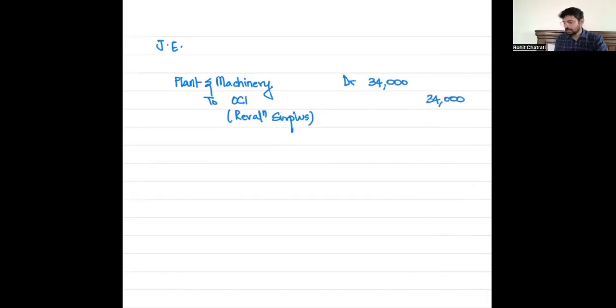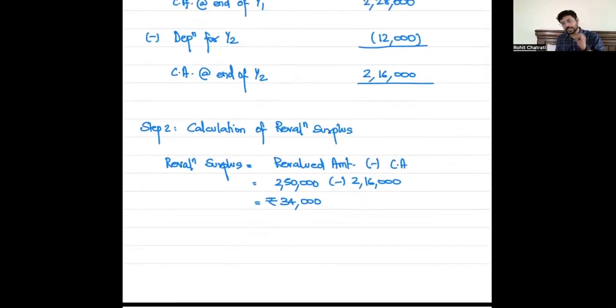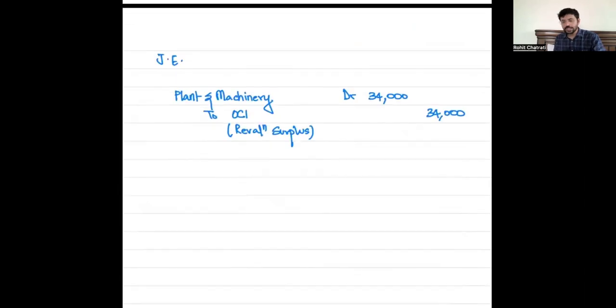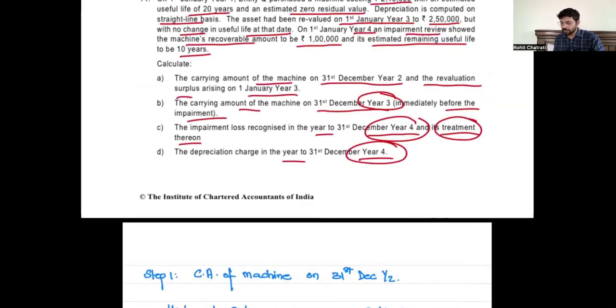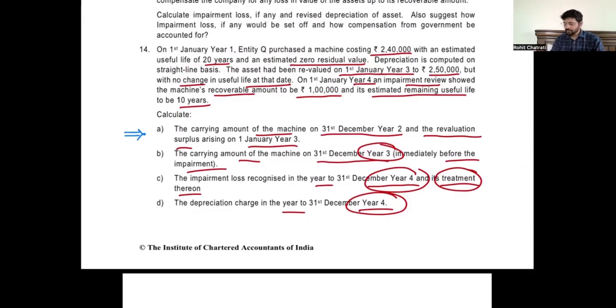34,000 of gain. All right, so there was an asset whose carrying amount was 2,16,000 at the end of year 2. I have decided that the revalued amount will be 2,50,000, and therefore 34,000 will be equal to the revaluation surplus. All right, 34,000 is going to be equal to the revaluation surplus. That answers part A. All right, the carrying amount is going to be 2,16,000, revaluation surplus is going to be 34,000. All right, let's now move on to part B.